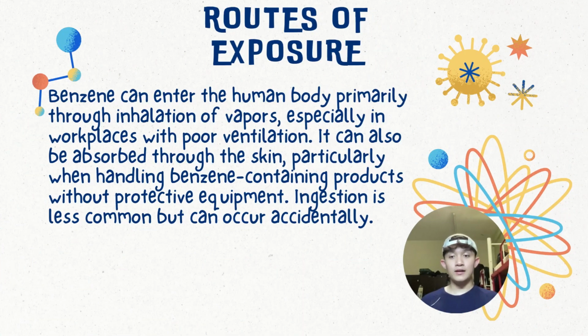So we move to the next part, health hazard and toxicity. The first one is route of exposure. Benzene can enter the human body primarily through the inhalation of vapor, especially in a workplace with poor ventilation. It can also be absorbed through the skin, particularly when handling benzene-containing products without personal protective equipment (PPE). Ingestion is less common but can occur accidentally.